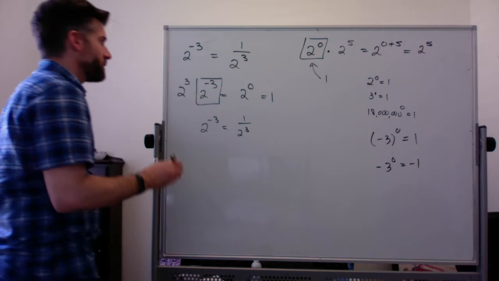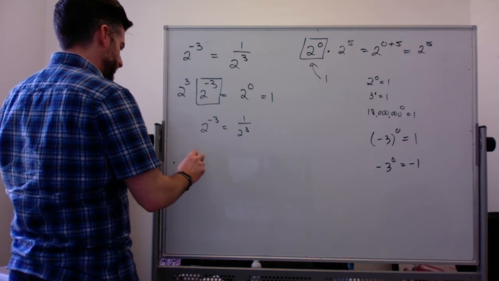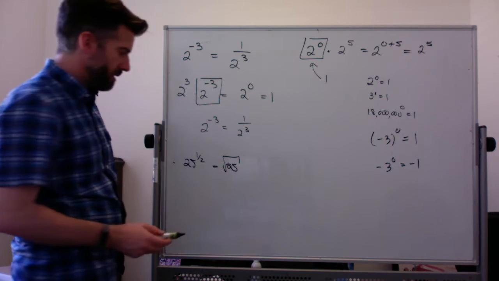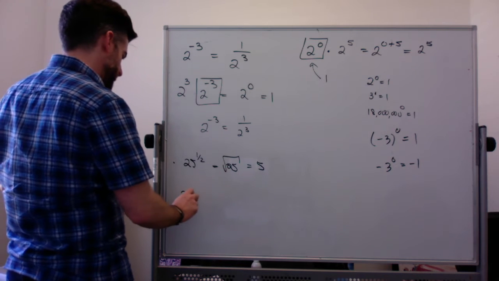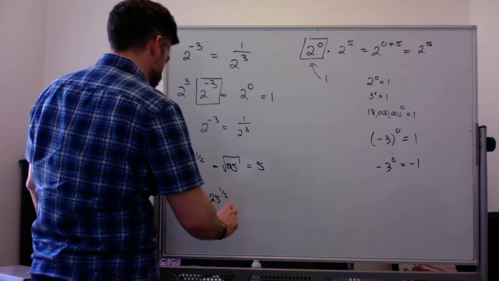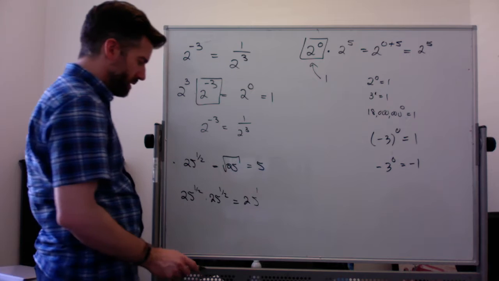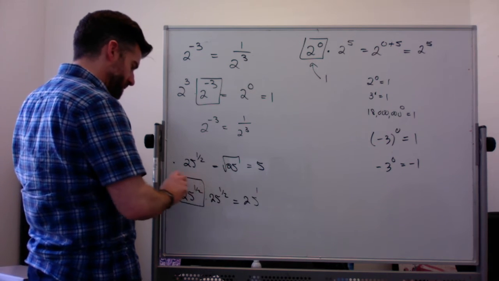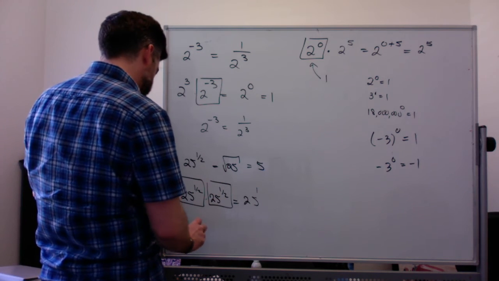And then finally, fractional powers. So you might know 25 to the 1/2 better as the square root of 25, which is 5. But the reason it works that way is because 25 to the 1/2 power times 25 to the 1/2 power is equal to 25 to the, well, 1/2 plus 1/2 is 1. So what's a positive number that when you multiply it by itself, you end up getting 25? Well, the number has to be 5.